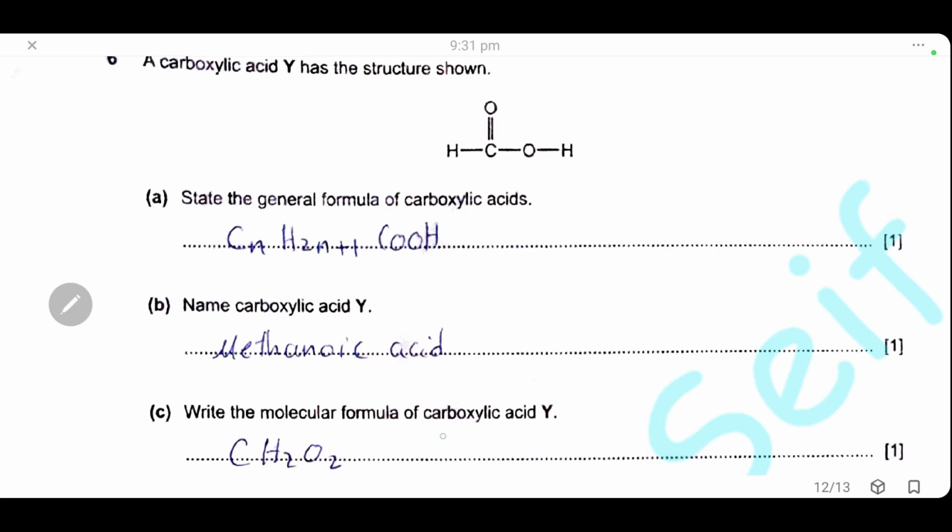Write the molecular formula of the carboxylic acid Y. The molecular formula is the number of each type of atom present in the molecule. So we have 1 carbon, we will write C, 2 hydrogens, H2, and 2 oxygens, O2. So the molecular formula will be CH2O2.